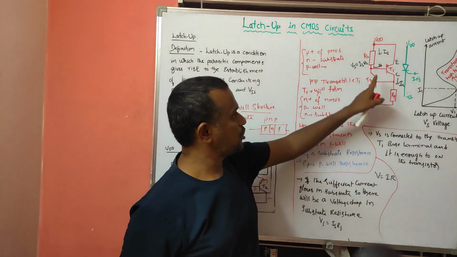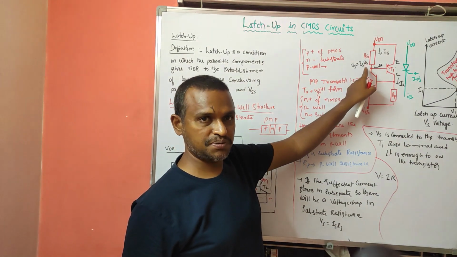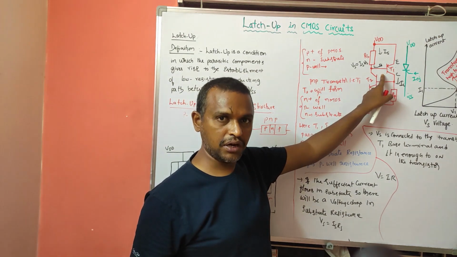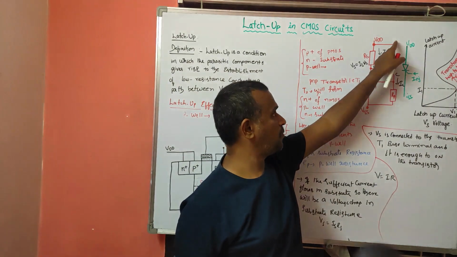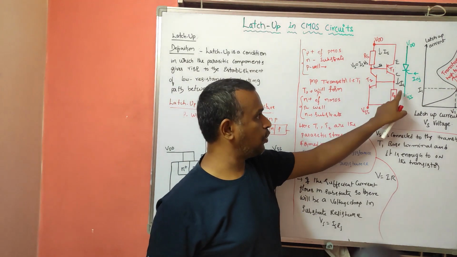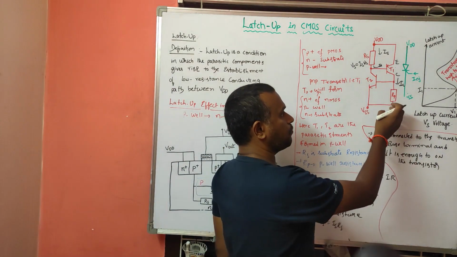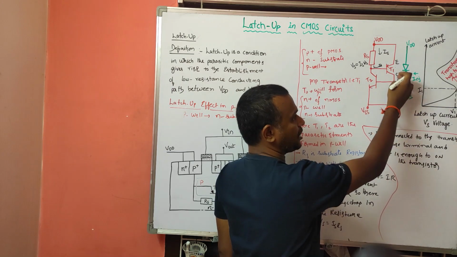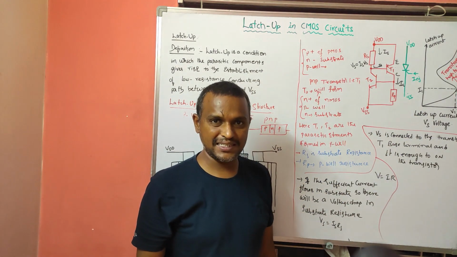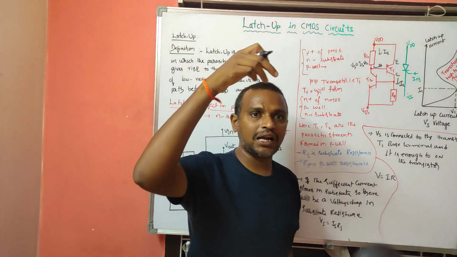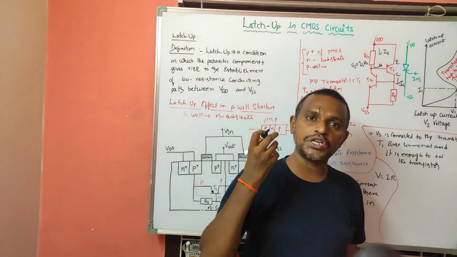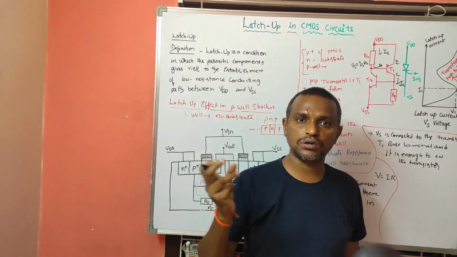Similarly here, the voltage drop across this substrate resistance is enough to turn on the transistor T1. Because of that, a current flow will take place, and that current is flowing through the RP. RP is what? P-well resistance. If more current is flowing through a resistance, then a voltage drop will be there, because V is equal to IR.